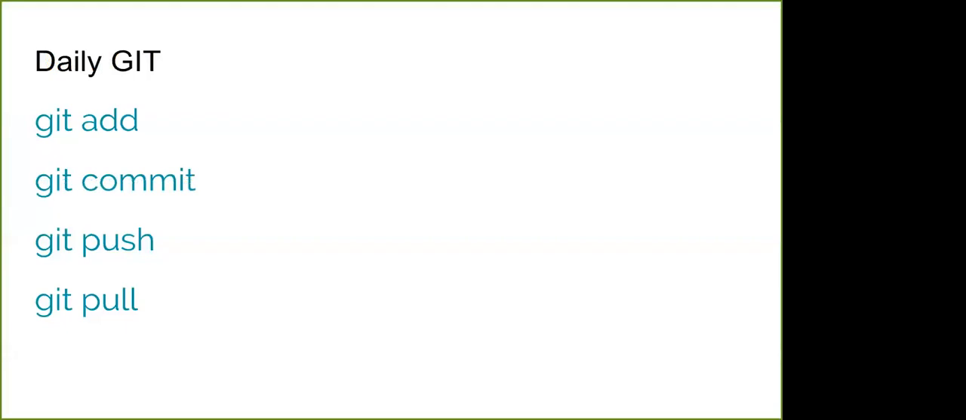So for daily use in Git, we use git add, git commit, git push, and git pull. When we want to add any file to the Git repository, we say git add. After making changes, we want to commit them, we say git commit. And at the end, to finalize and send all the changes we did in the local repository to the remote repository, we say git push. And ideally, before we leave the desk, we say git push.